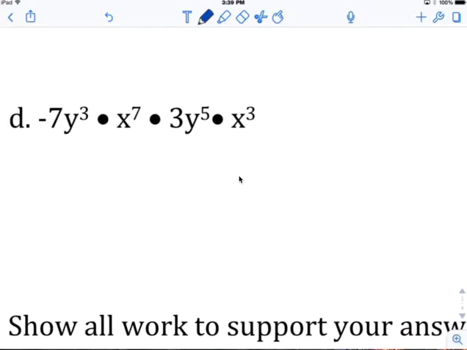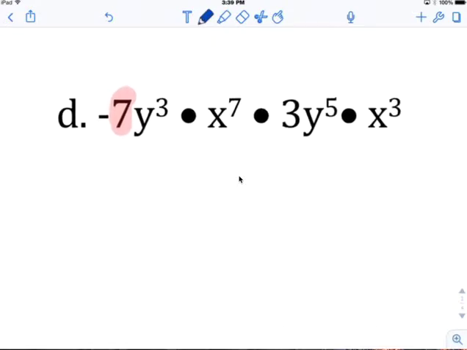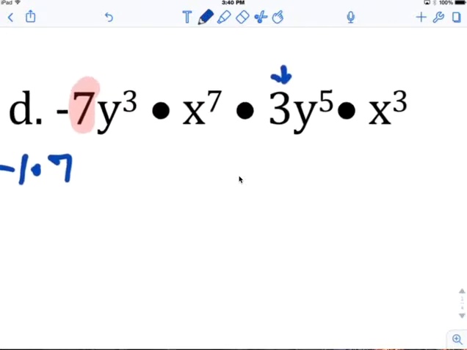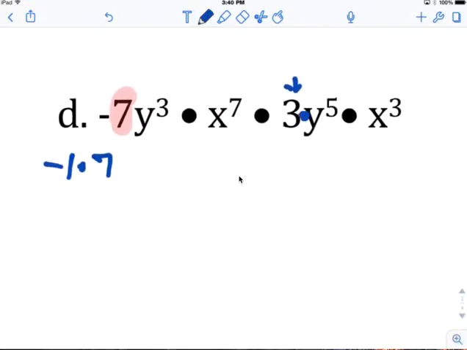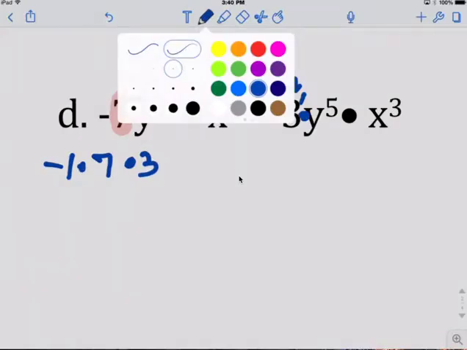This here, the 7, this is -1 times 7, not the same base. And then this one is 3, this is times, even though it's not there, it means times. So times 3 to the first, there's only one of them. 7 is also to the first, 3 is to the first because there's only one of them.